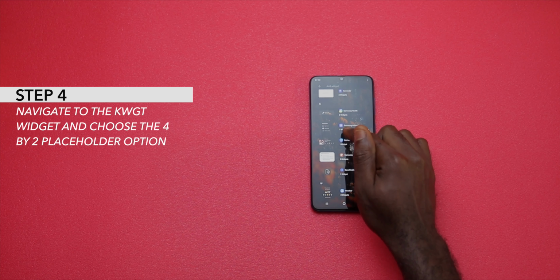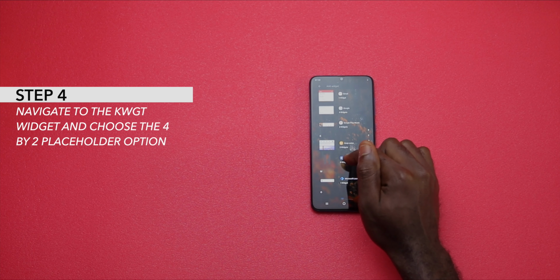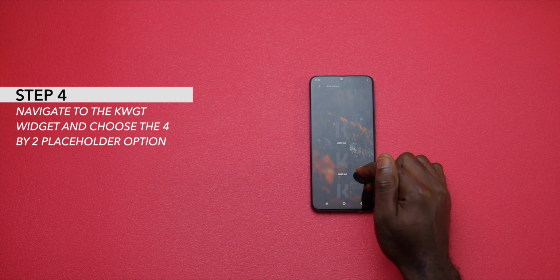Now, once you find the KWGT widget, you are going to select the widget with a placeholder aspect ratio of 4:2. So you're going to select the 4:2 aspect ratio. And once you select it, you're going to have that on your home screen. Okay, so once you have the KWGT placeholder on your home screen, you have to click the placeholder. And once you click the placeholder, it's going to take you into the KWGT Pro app.